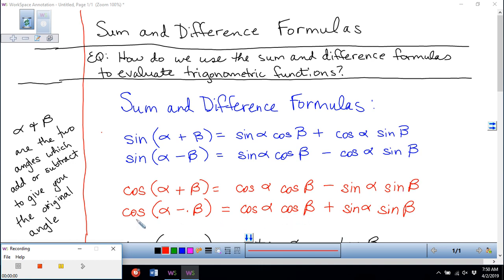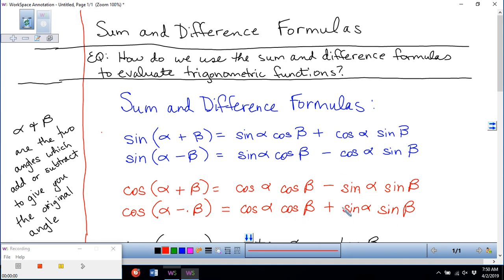For our second formula, cosine of alpha minus beta is equal to cosine of alpha cosine of beta plus sine of alpha sine of beta. Notice again, just like in the addition formula for cosine of alpha plus beta, where we had subtraction between our two sets of products, on the cosine of alpha minus beta, we have addition between our two sets of products. And once again, cosine stays with cosine and sine stays with sine.